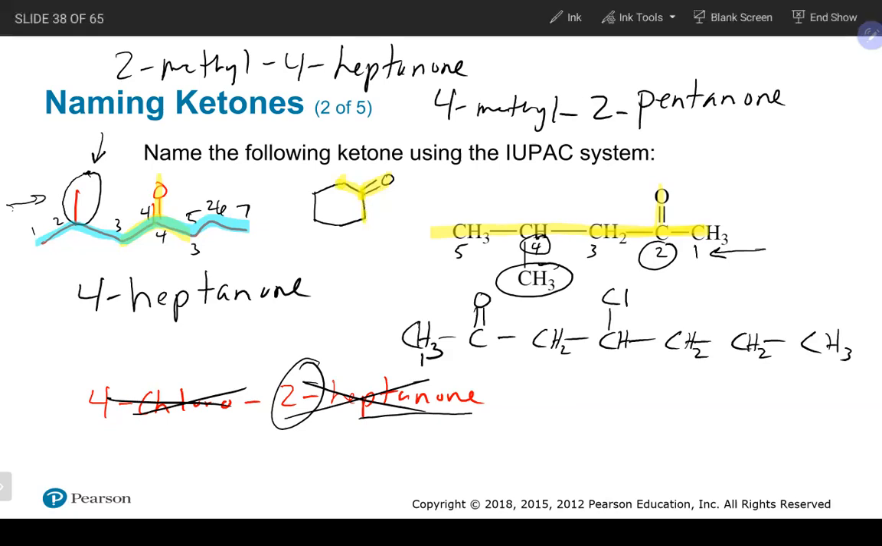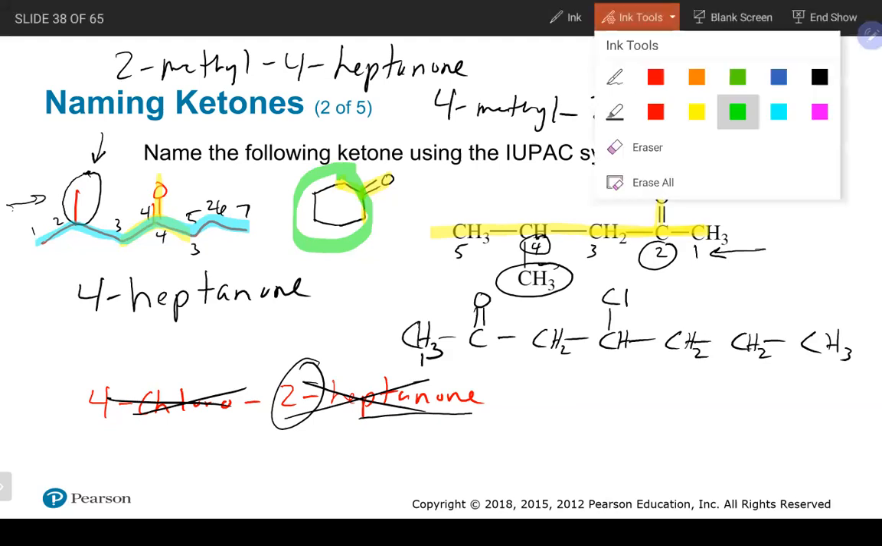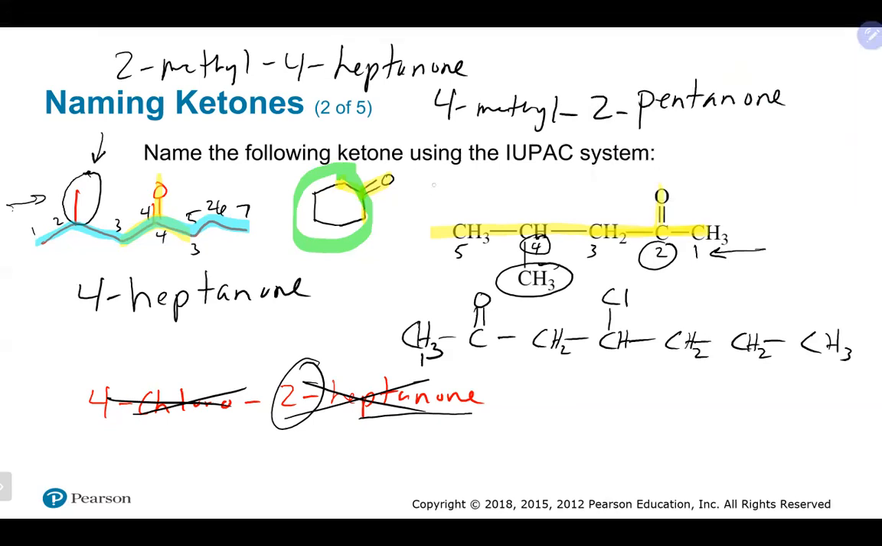And that whole thing is cyclohexane. So because it's a ketone, it goes from cyclohexane to cyclohexanone. Yeah. So cyclohexane becomes cyclohexanone, which is a ketone. Again, right there is your ketone, basically.